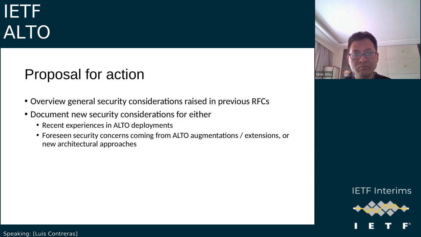Then the very last slide, the proposal for action, would be essentially to review the general security considerations already existing in the ALTO working group in the different RFCs, and probably document new security considerations, either from recent experience in ALTO deployments, as the case of the TCDN, or foreseen security concerns coming from augmentations or extensions from the additional use cases that we are discussing these days, or even new architectural approaches. And that is all from my side.